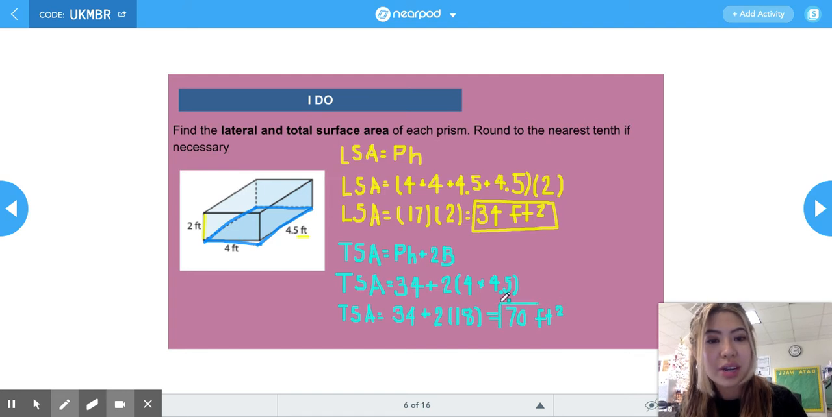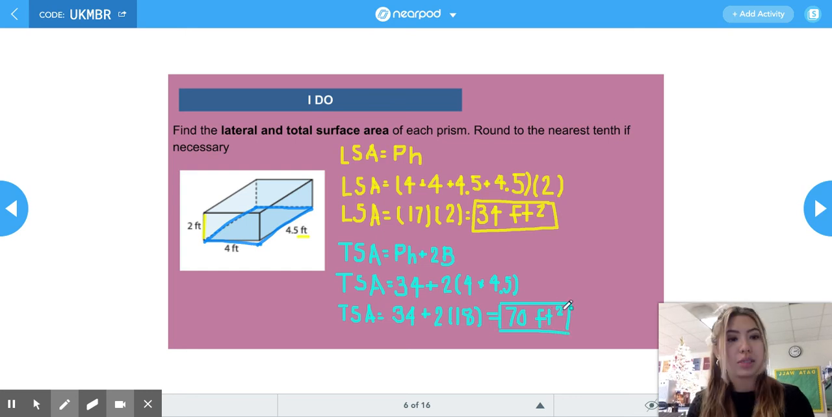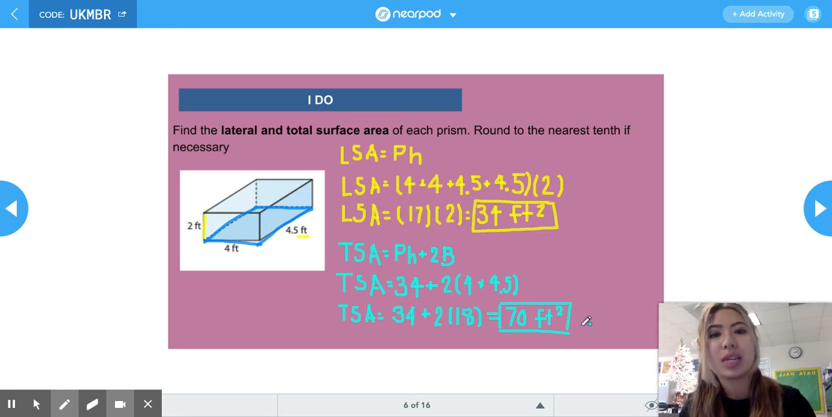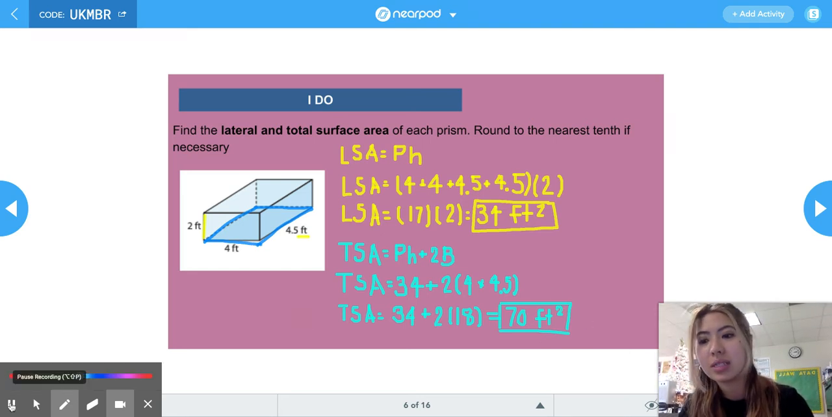So with surface area, or if you're finding any area, your unit is going to be squared. With volume, where you're multiplying 3 different side lengths of the shape, your unit is going to be cubed. So that's a key difference.